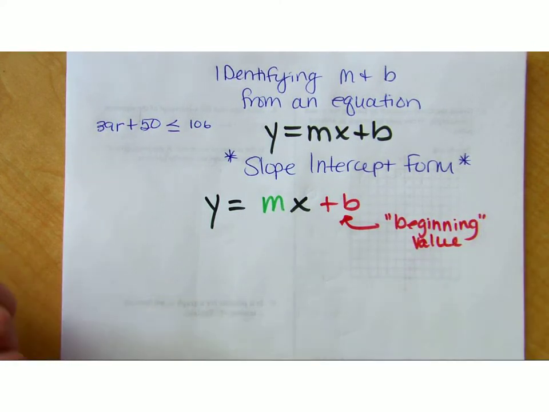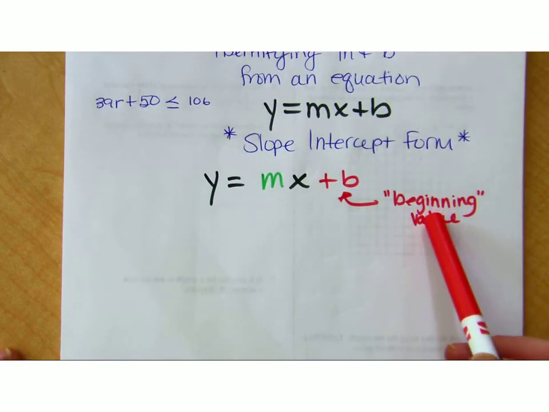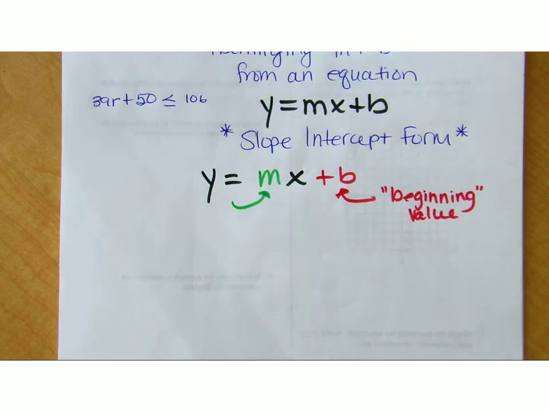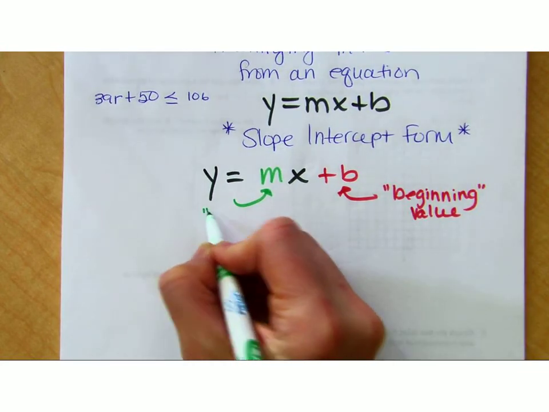Okay, it's always the, sure, I'll come to your house for a $50 installation fee, or sure, you can have T-Mobile cell service. You got to pay $40 a month, and then I'm going to charge you per minute or per text, right? It's always that beginning value, okay? And then when we graph, it's also going to be where we begin our graph at, okay? M, it's actually, I say it's where you move, okay?